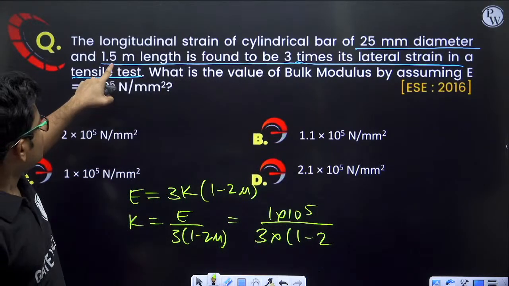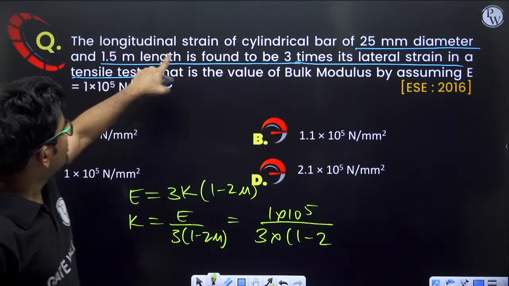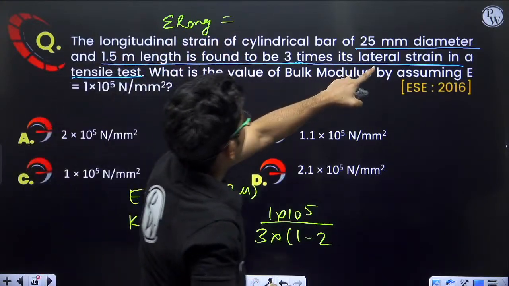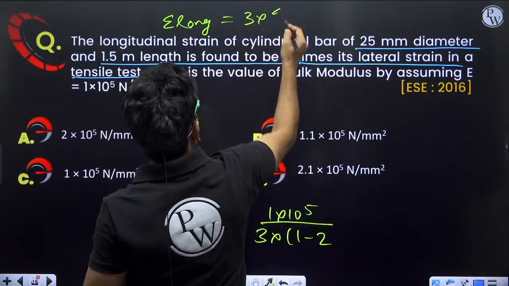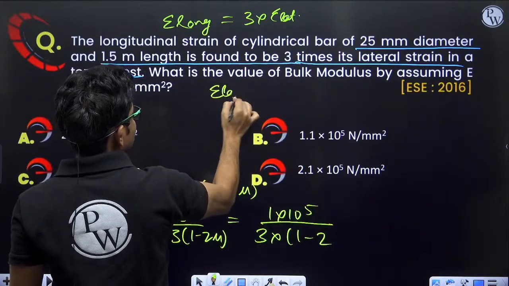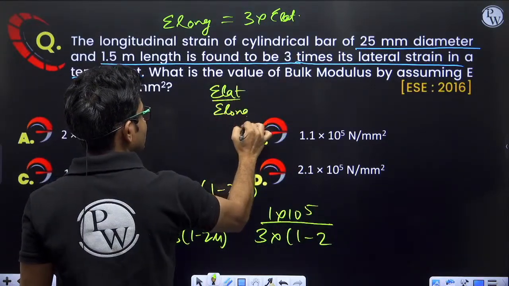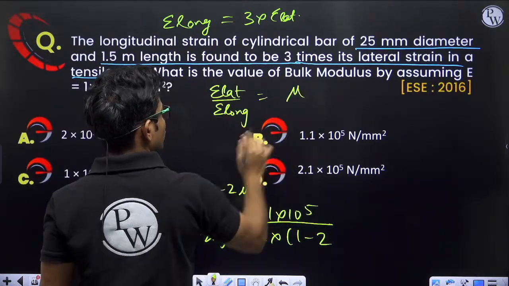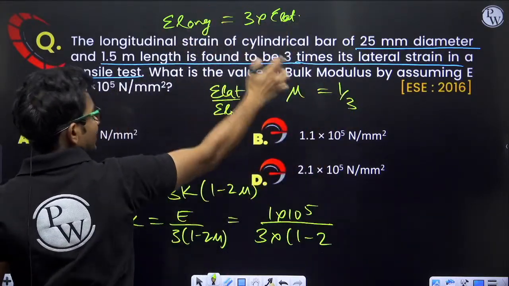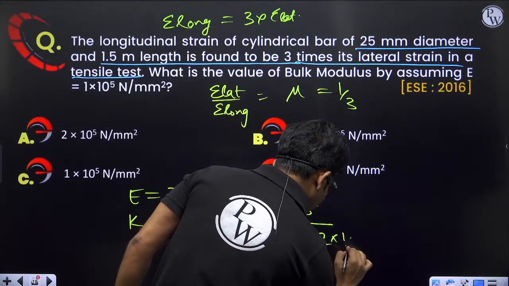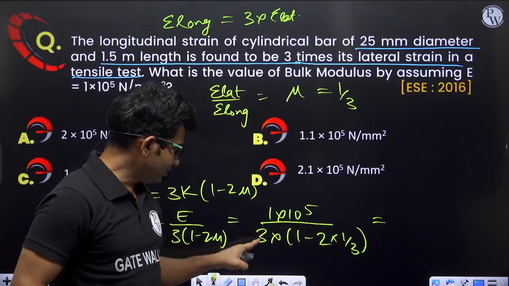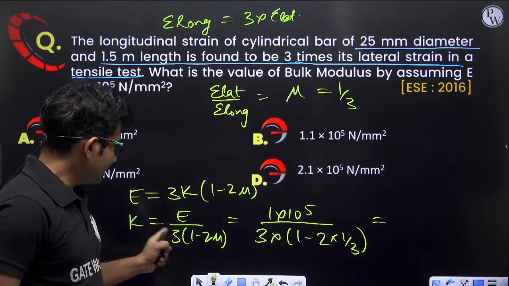So longitudinal strain is equal to 3 into lateral strain, and we know the ratio of lateral strain divided by longitudinal strain is equal to Poisson's ratio mu. Okay, and this lateral strain upon longitudinal strain will become 1 by 3. From here we'll get mu is 1 by 3. So 1 minus 2 into 1 by 3. So what we'll be getting? 1 minus 2 by 3, that means it will be 1 by 3. 1 by 3 into 3 cancel out, and we will be getting K is equal to Young's modulus.